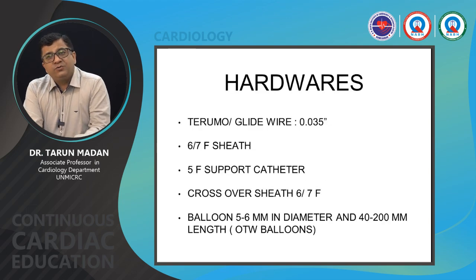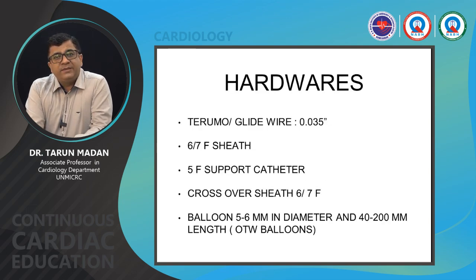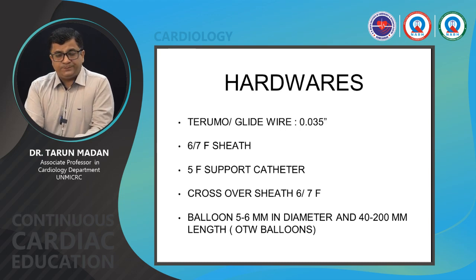What are the hardwares used for the femoral artery intervention? A Terumo Glidewire, 0.035-inch diameter, a 6 French or 7 French sheath, a 5 French support catheter, a crossover sheath, 6 French or 7 French Balkin or Flexor sheath, and balloons 5 to 6 mm in diameter and 40 to 200 mm in length. These are over-the-wire (OTW) balloons.